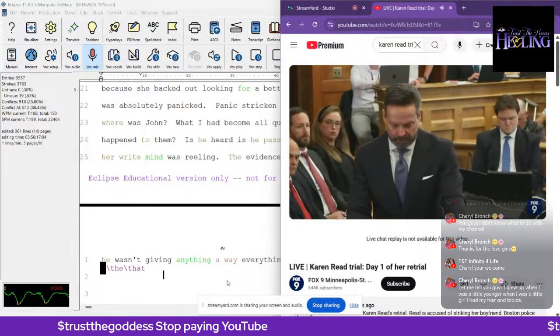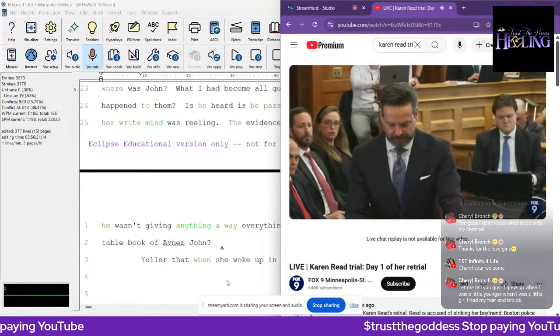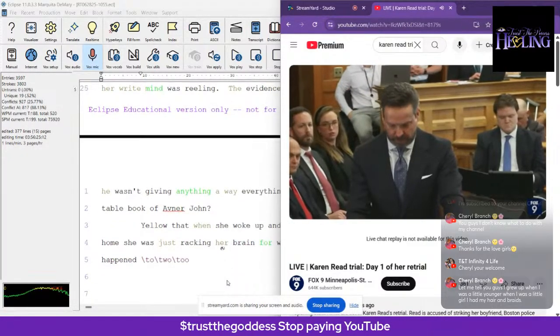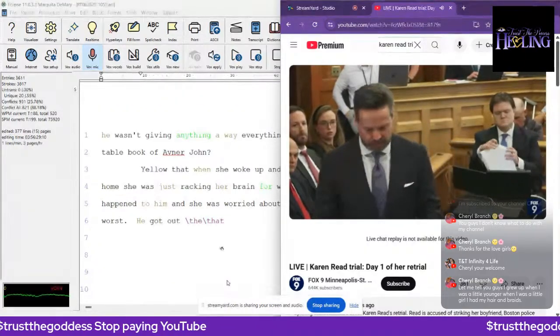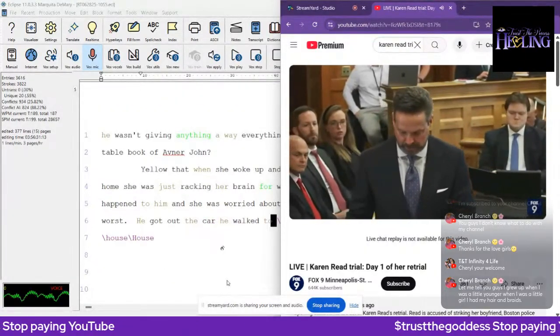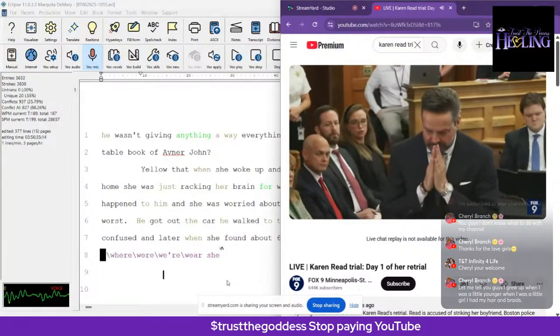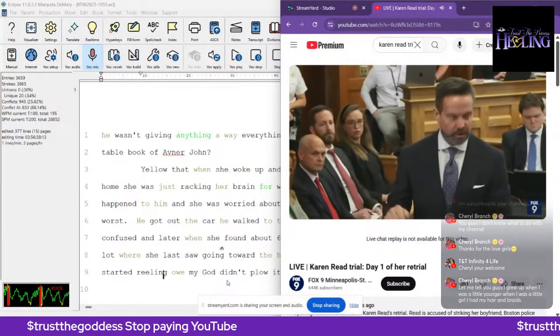You'll learn that when she woke up and he still wasn't home, she was just racking her brain for what could have happened to him. And she was worried about possibly the worst. He'd gotten out of the car. He'd walked to the house. She was confused. And later, when she found him at 6 a.m. on the lawn, where she last saw him going toward the house, her mind started reeling. Oh my God, did a plow hit him? Did I hit him? Could I have hit him? What could have happened to him?